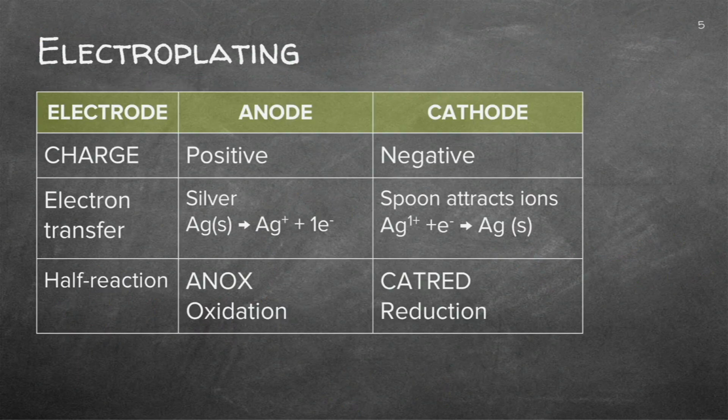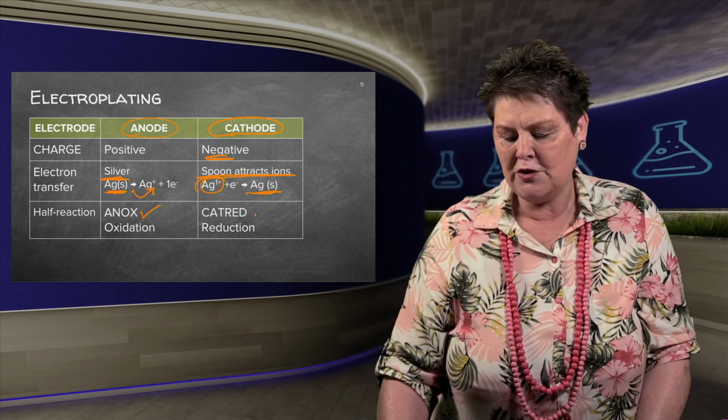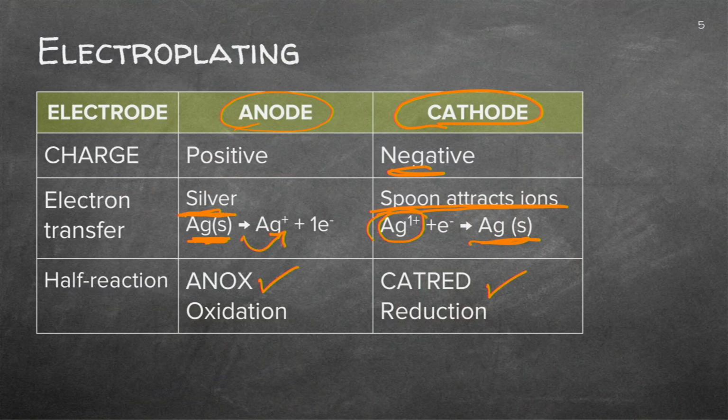A second way of explaining it is, again, I've got the anode and I've got the cathode. I've got silver in the solid phase, which becomes silver ions and one electron. The spoon now attracts the positive ions because it's negative. You can see there forming the solid, and it now is a very nice electroplated metal. We still have an anode and oxidation and cathode and reduction, so you've got to be able to do the two half reactions.